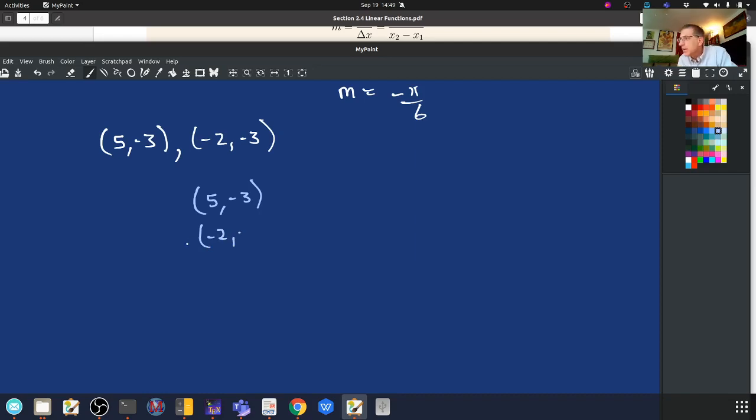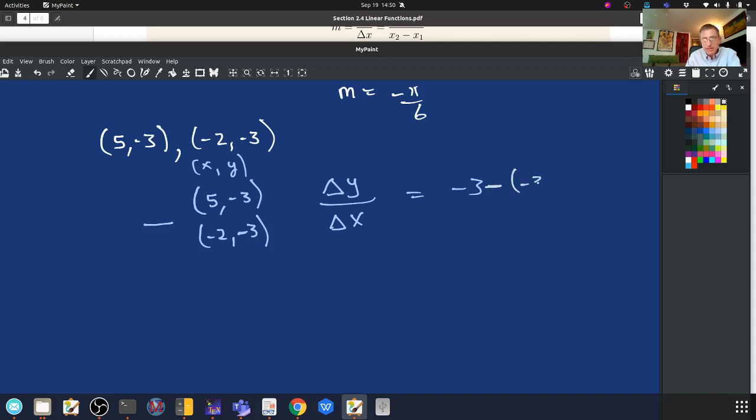Are they minus 2 and minus 3? Yeah, minus 3. And what we're going to do is remember delta y over delta x. And this is the x and the y values. So minus 3, the top, basically I'm subtracting points. Minus 3 minus, this minus 3 has to bring its minus with us. And this is 5 minus, and the minus 2 has to bring its minus with it.